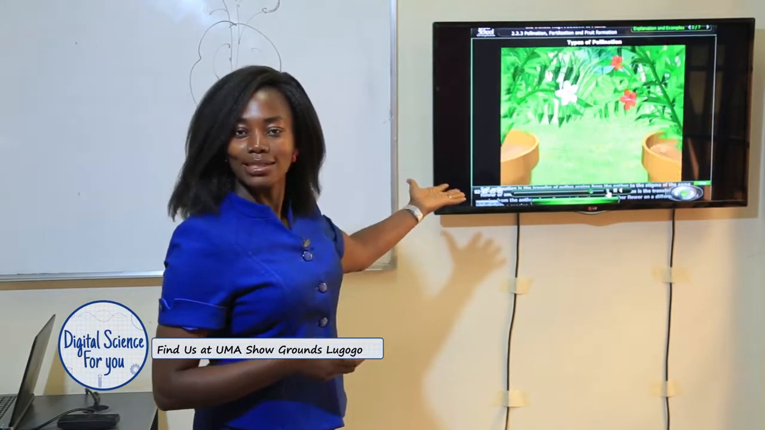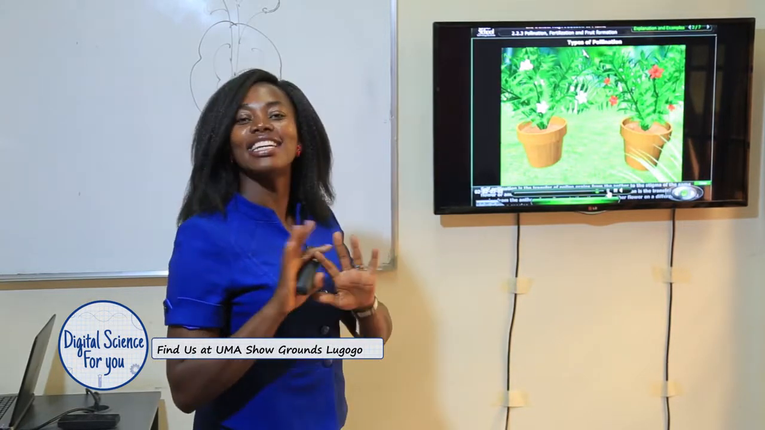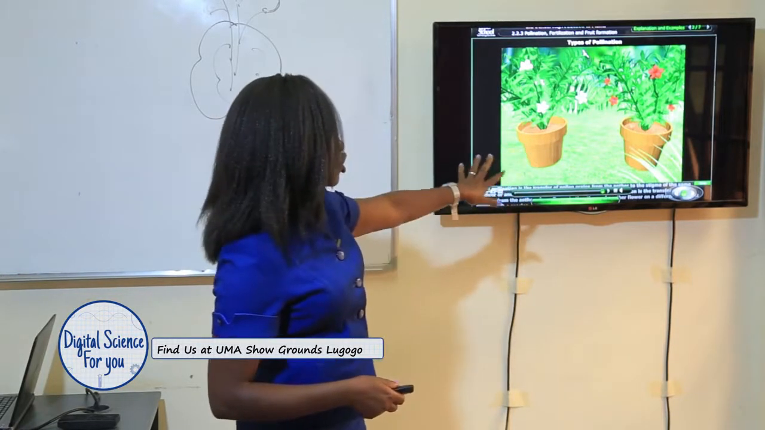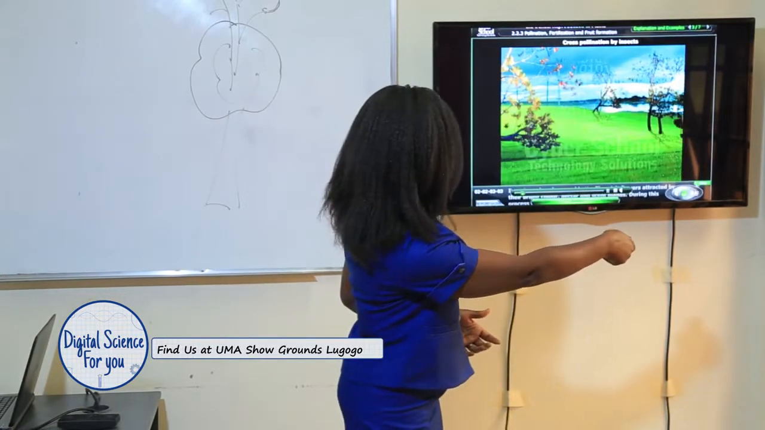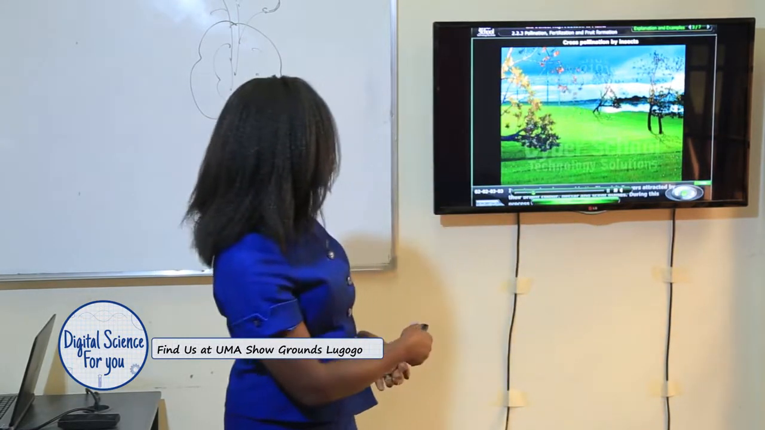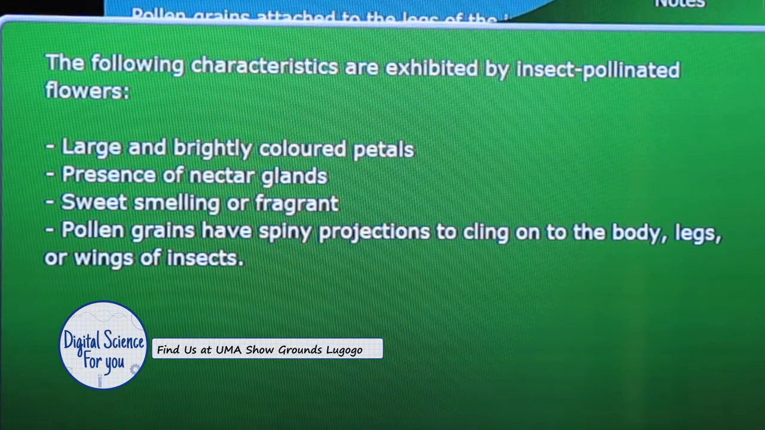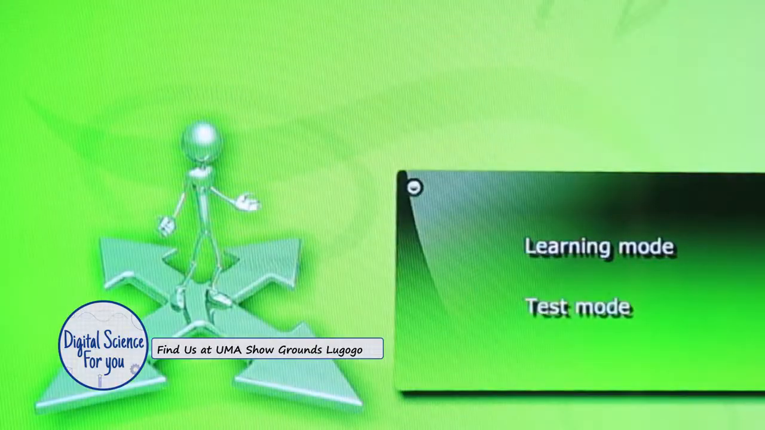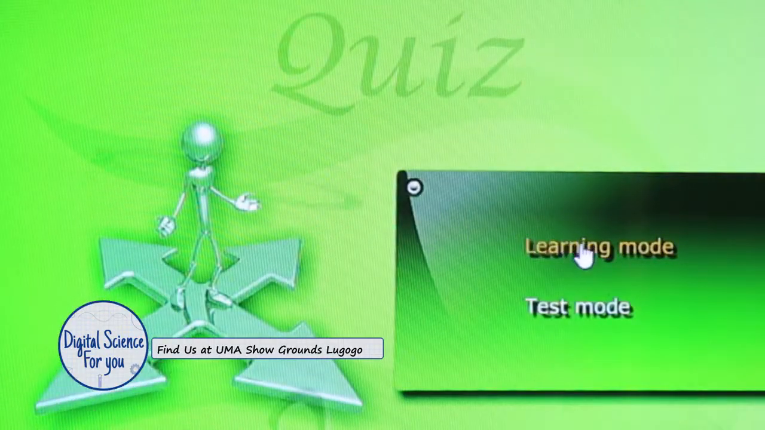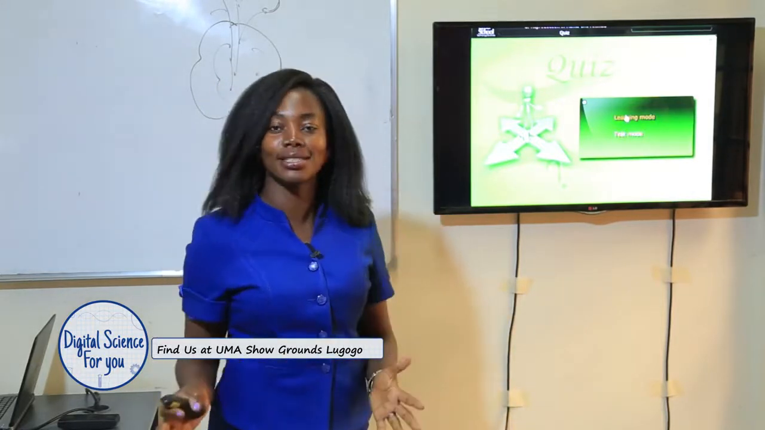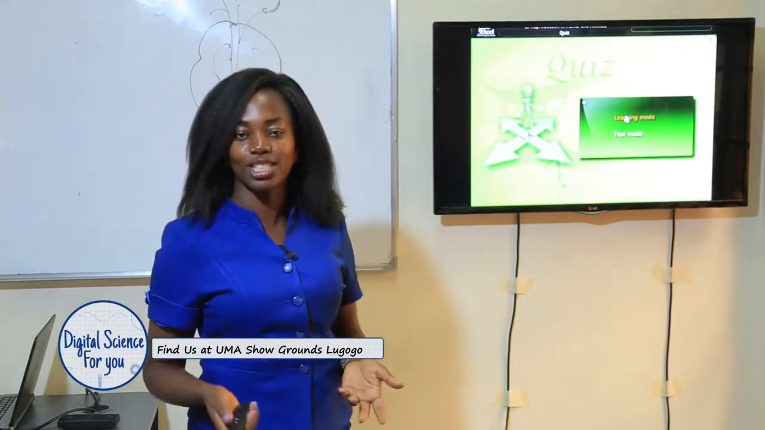That is what Digital Science can offer you. I believe you can never forget this. That is not all that Digital Science has. You can even go and look at the notes. We have the notes there. So even without the teacher, you can read these notes. After reading the notes, you can go ahead and evaluate yourself by going to the quiz. You can either choose the learning mode or the test mode. So before your teacher gives you that test, you already know how well you have understood that topic.